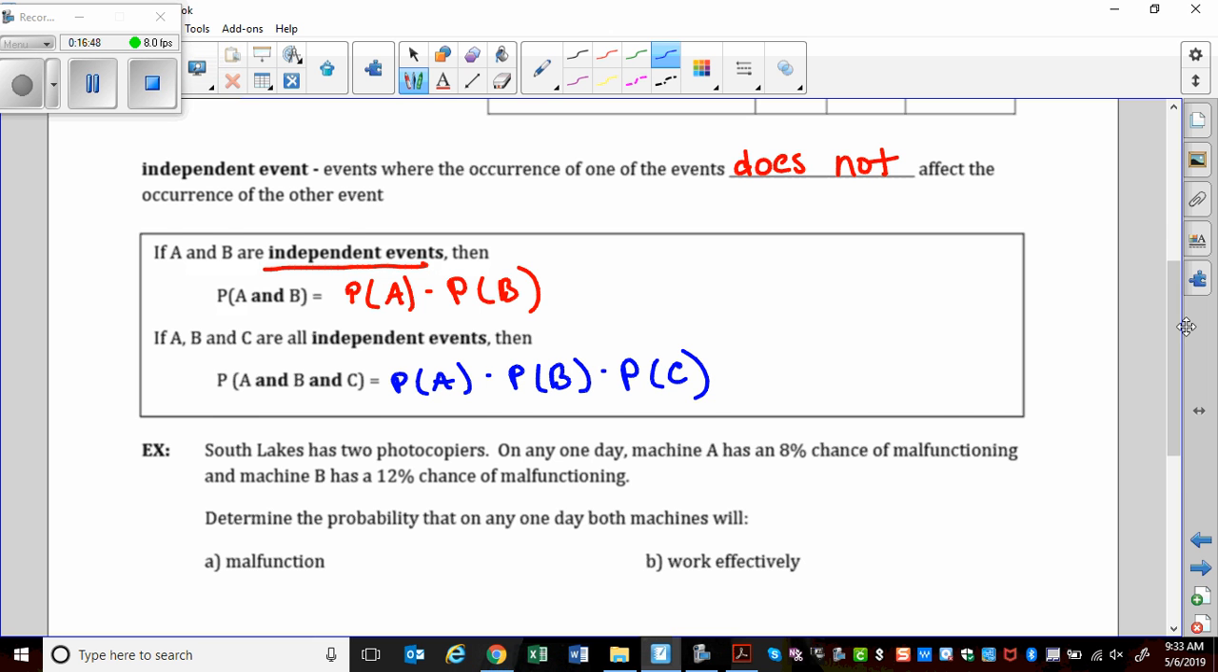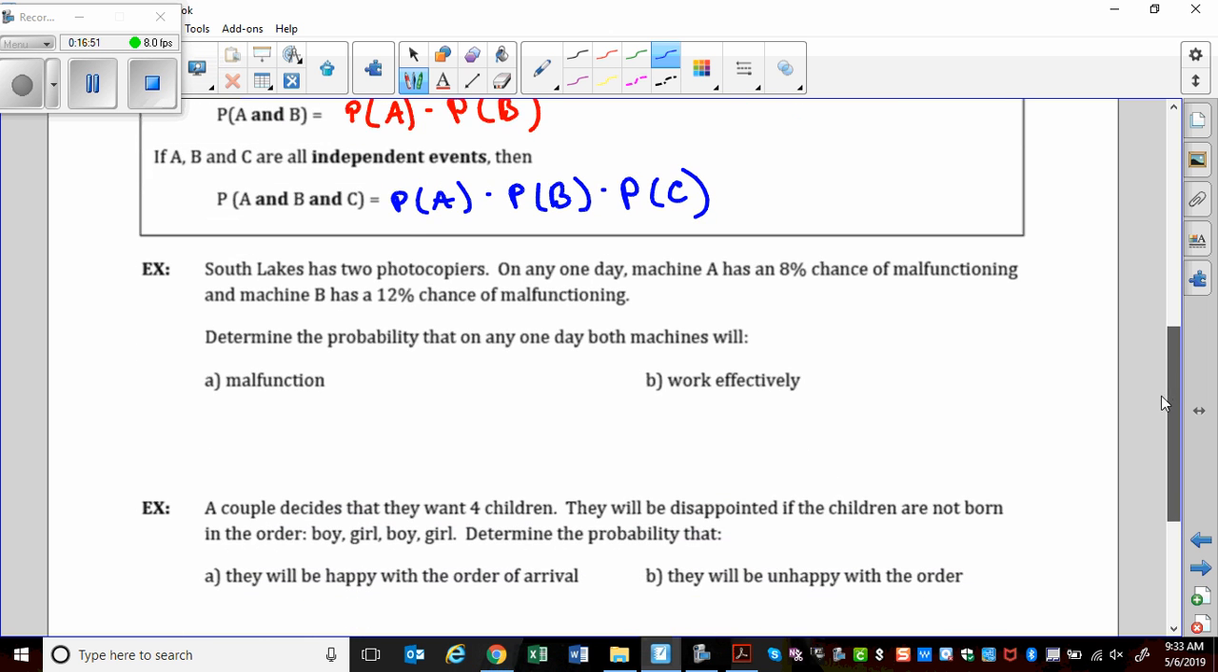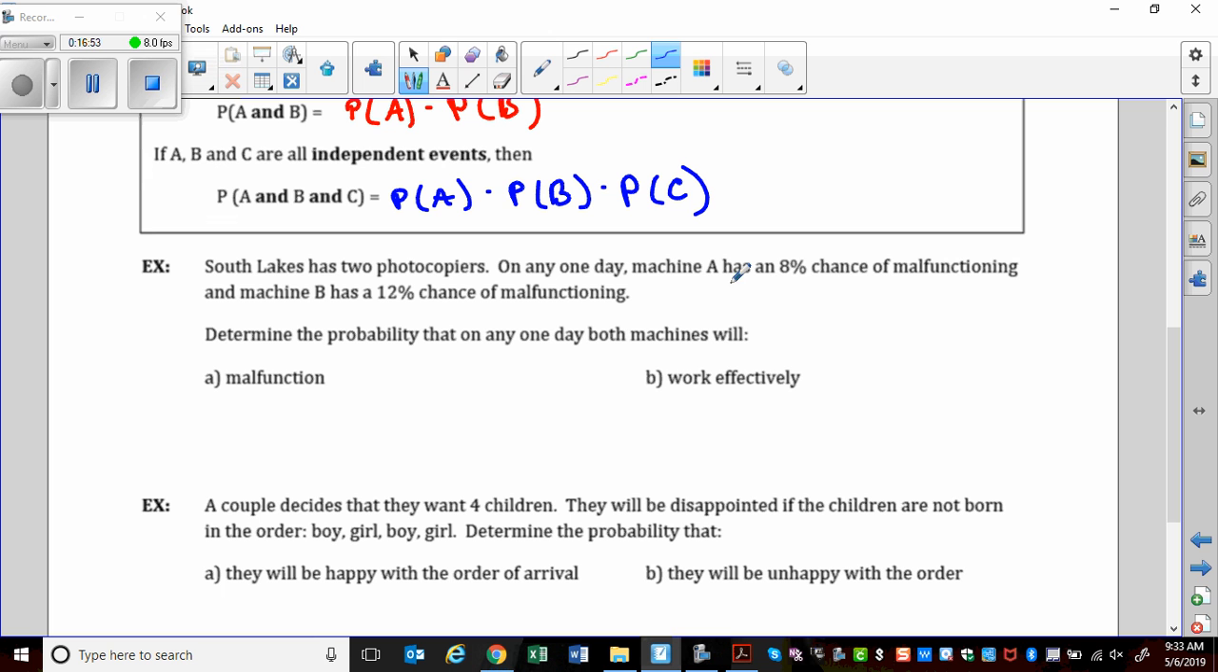Okay, so let's keep going. It says they have 2 photocopiers in one day. Machine A has an 8% chance of malfunctioning. Machine B is at 12%. They don't have anything to do with one another. So determine the probability that on any one day they both will malfunction.